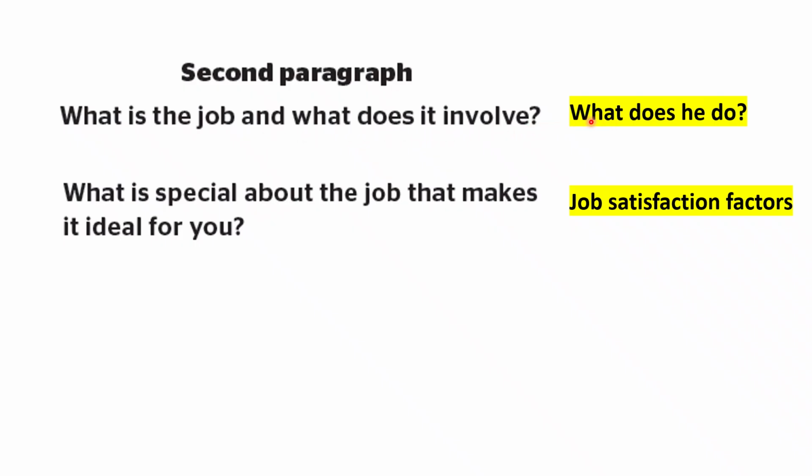So if you are talking about the doctor, you have to mention what the doctor does. If you are talking about a teacher, what does the teacher do? In 2 or 3 sentences. Then, in the same paragraph, you need to tell the reader what is special about the job that makes it ideal for you. In other words, you can say the job satisfaction factors. Why did you choose this job?